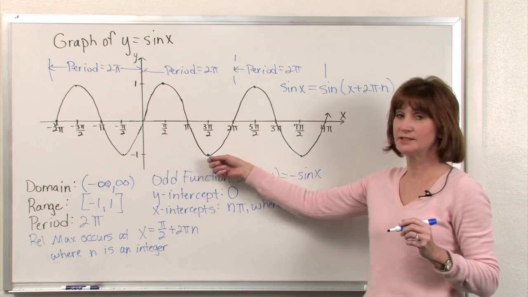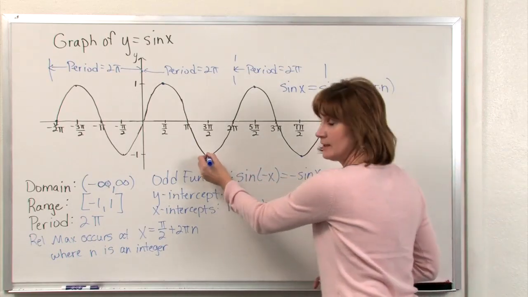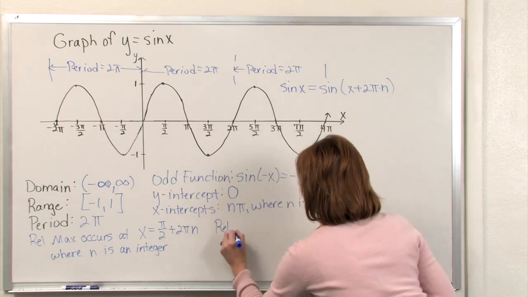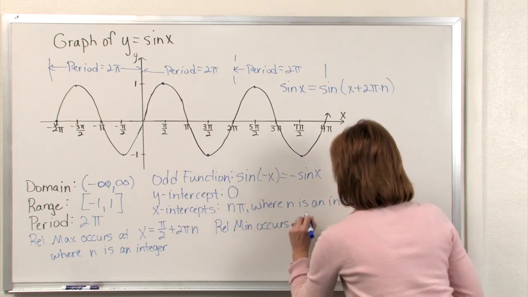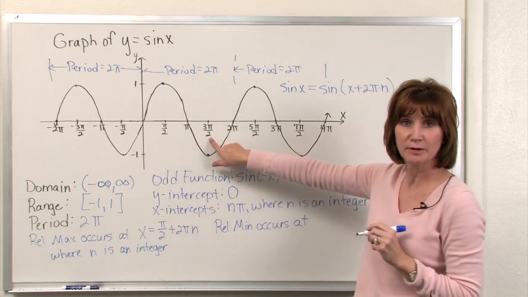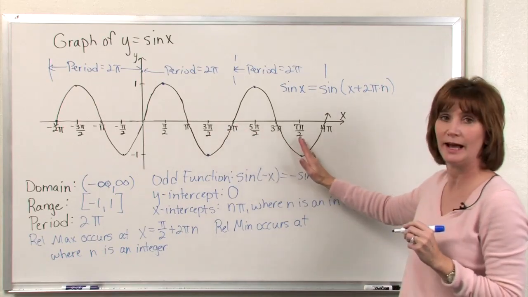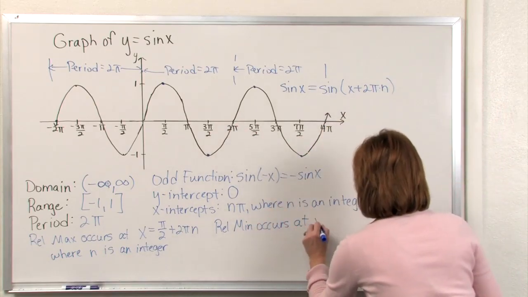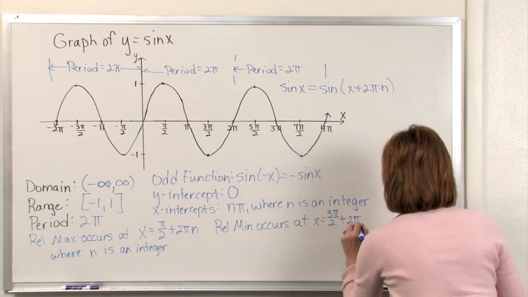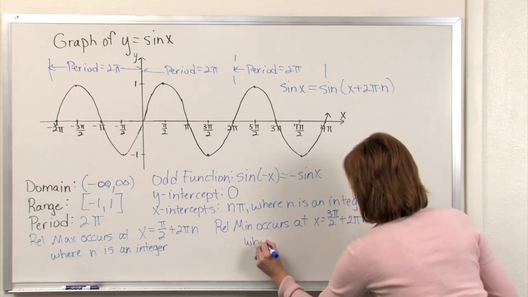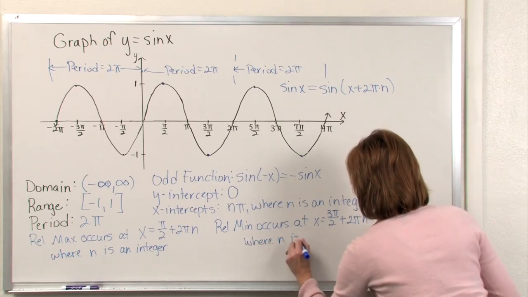And then, of course, now we see there's the relative min. Where does it occur? The relative min occurs at what x value? Well, one of them is 3 pi over 2. And again, to get to the next one, we add multiples of the period. So we can say at 3 pi over 2 plus 2 pi n, again, where n is an integer.